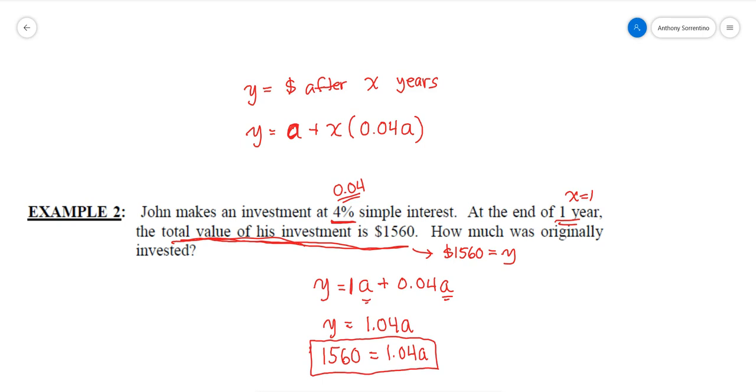Now, of course, I have to solve it. It's a pretty straightforward equation at this point, because all I have to do is divide both sides by 1.04. So a is going to equal 1560 divided by 1.04, and that's equal to $1,500 originally. So that's the answer to this one. On to example 3.